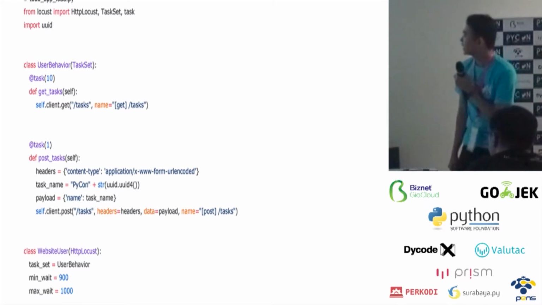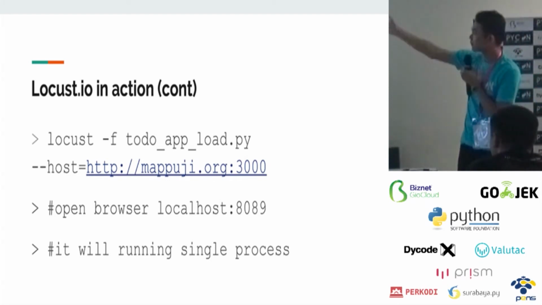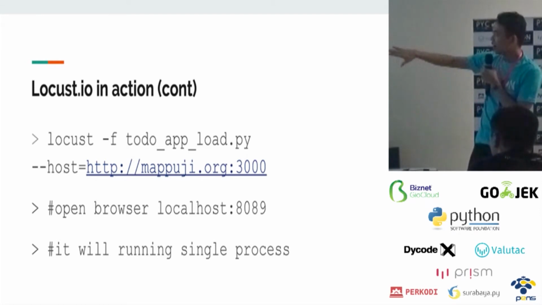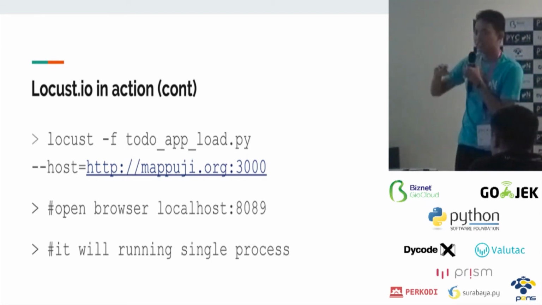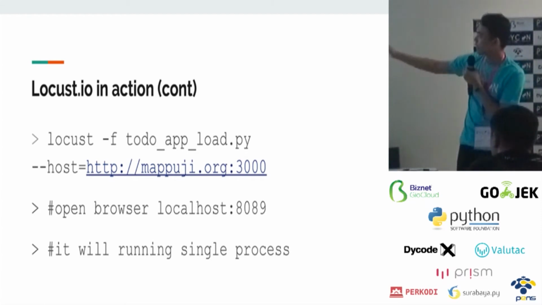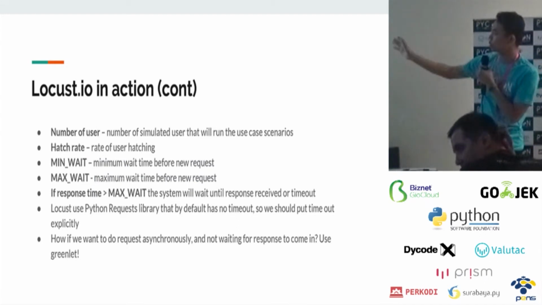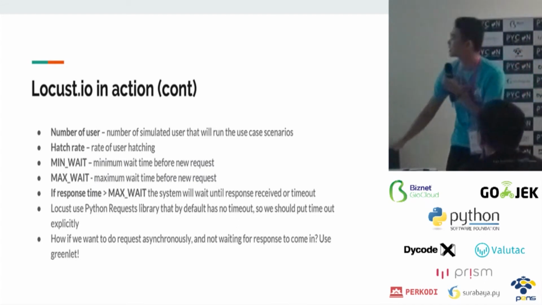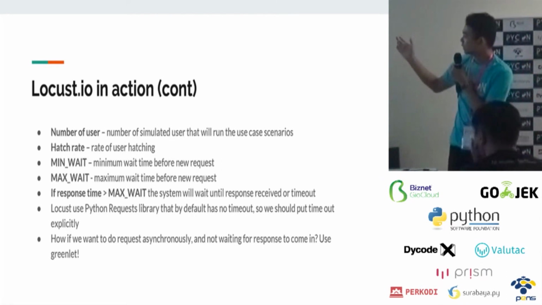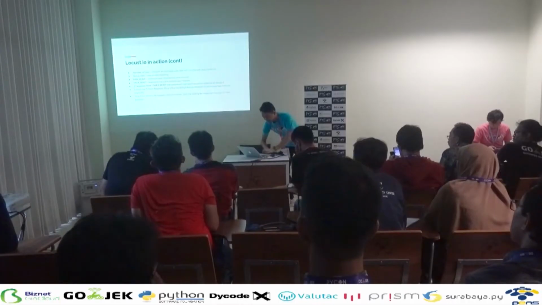Okay. And if you want to try it, just run locust -f, the name of the file and directory, and then the host. Then open your browser at localhost:8089. I will give you a demo later. It will run in a single process; later I will talk about how to run it in multiple processes. And here is the thing we need to know, the number of users. So I will give you some demo.